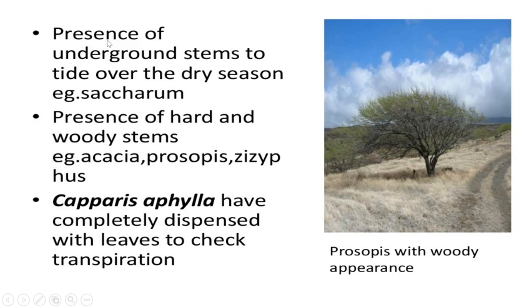In some plants, there is an underground stem to tide over the dry season, for example, saccharum. Presence of hard and woody stem: acacia, prosopis, ziziphus. Capparis aphylla is completely devoid of leaves to check transpiration. That's why the name of the species is aphylla. In the absence of leaves, only the stem is green and performs photosynthesis. Now this diagram shows the prosopis with woody appearance.